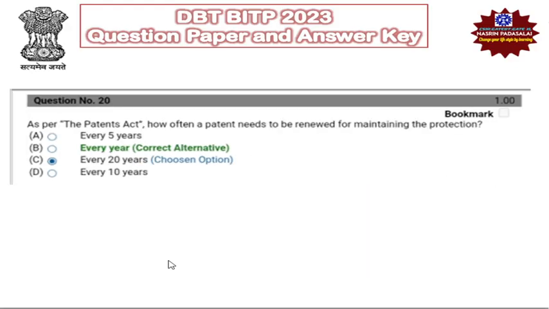Okay. Next, as per the Patent Act, how often does a patent need to be renewed for maintaining the protection? Here they are asking a question about renewal. Many students had given option C, that is every 20 years, as the correct option. But every 20 years is the term of a patent. Here they are asking every year. So if you apply for a patent and once they allot a patent ID number, then you need to renew the patent every year by paying a particular fee. For the first 2 years there is no need to pay any amount, whereas starting from the third year you need to renew the patent by paying a particular fee, or else they will cease your patent.